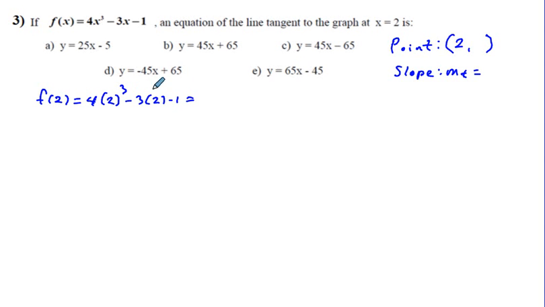2 cubed is 8. So what we're going to have is 4 times 8, which is 32.